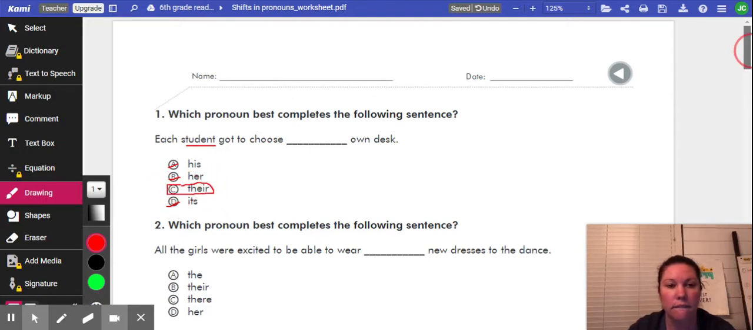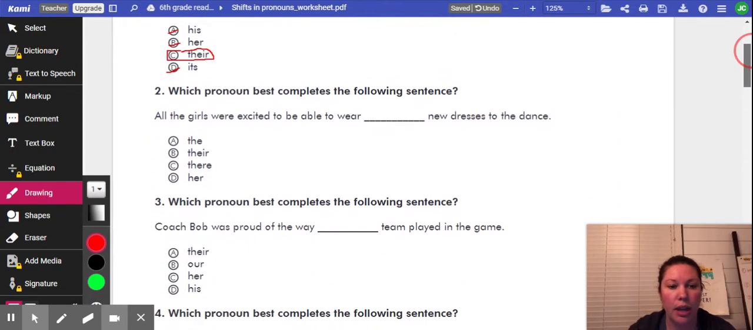Okay. Number 2. All the girls were excited to be able to wear blank new dresses to the dance. A, all the girls were excited to be able to wear the new dresses to the dance. B, all the girls were excited to be able to wear their new dresses to the dance. C, all the girls were excited to be able to wear there new dresses to the dance. Or D, all the girls were excited to be able to wear her new dresses to the dance.